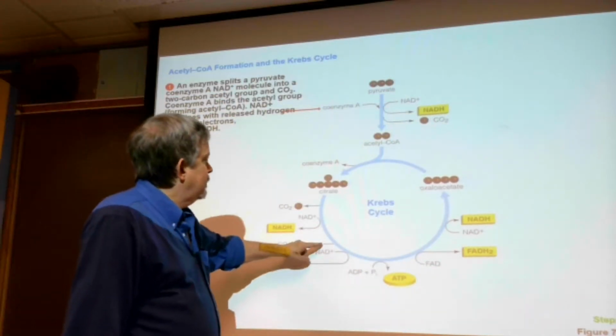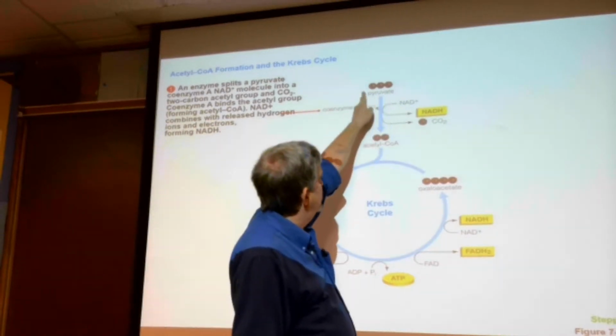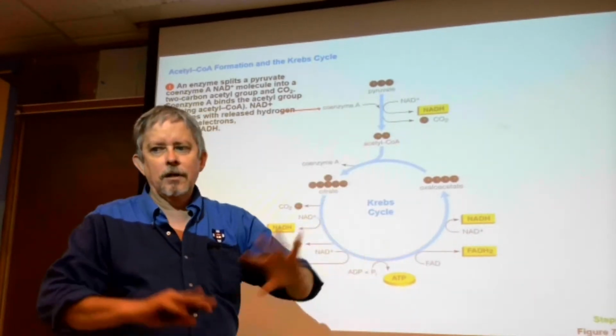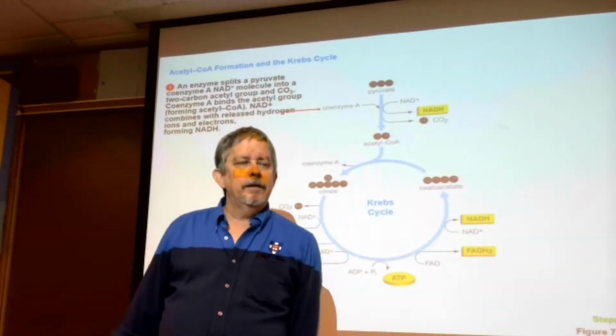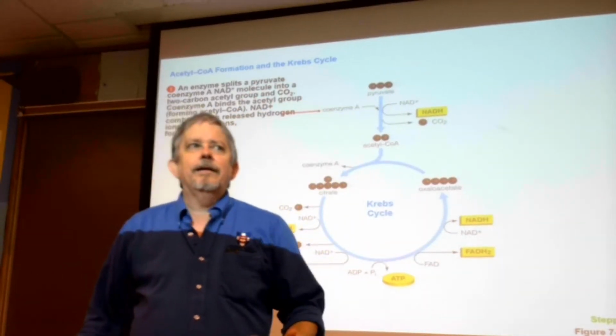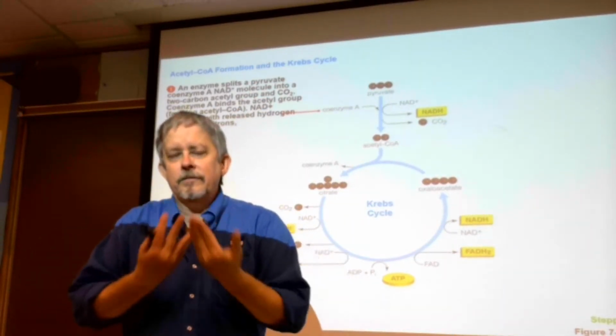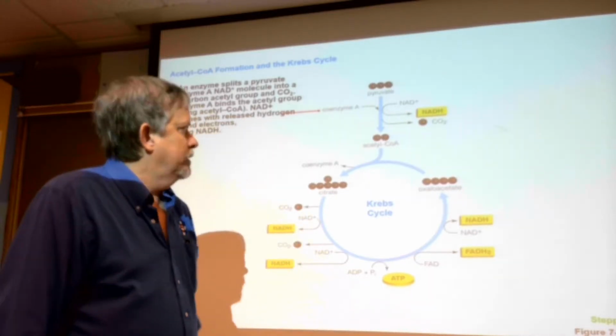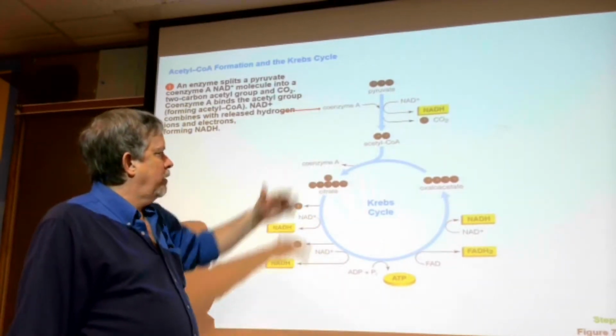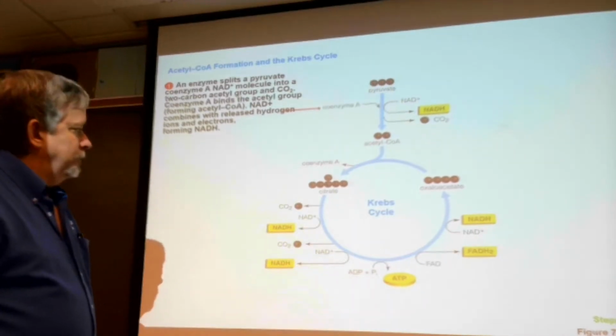So now, at this point, all 3 of the carbons that were in pyruvate are gone. They're now part of carbon dioxide, and they've left. We breathe out carbon dioxide. That's where the carbon dioxide that we're breathing out comes from, because we're breaking down sugars and releasing these carbons here in the acetyl-CoA and Krebs cycle.